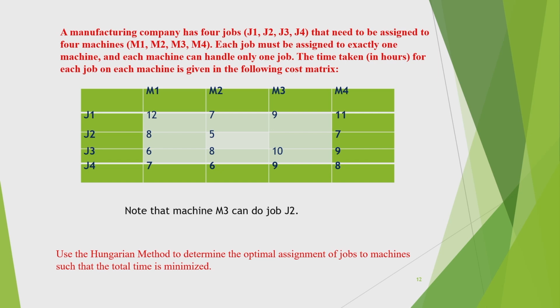So time is given: J1, if done on M1, takes 12 hours, on M2 it takes 7 hours, like that. Now M3 cannot do this job, and this one cannot do this job either. So I have left a blank; it cannot do that job. So you can apply a very high number here. We don't have to assign M3 to J2, so put a very high number, maybe I can put 100 or something. Now you can use the Hungarian method to determine the optimal assignment of jobs to machines such that the total time is minimized.